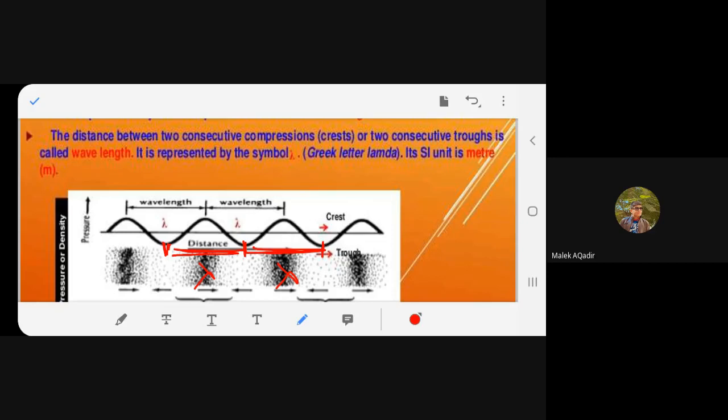Are you really understanding? And this is not an ordinary word, but a Greek letter. And the unit is meter. What is the unit, beta? Meter. Hope you have understood.